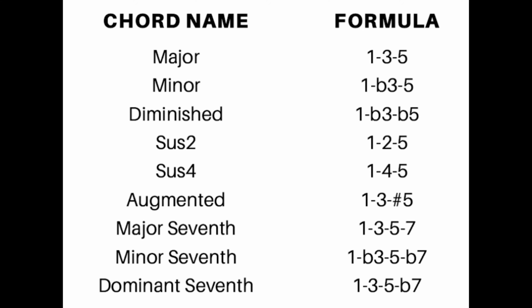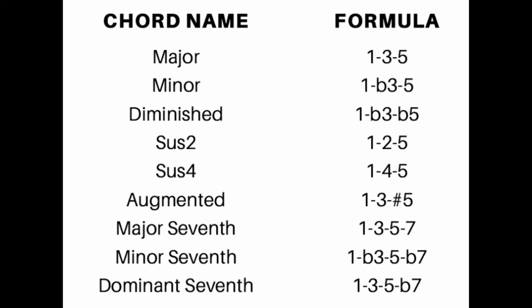Take a look at major and minor. The difference between them is that middle note. One is a major third above the root, and the other is a flattened, or minor, third above that root. The diminished chord is a lot like a minor chord in that they both share that same minor third in the middle, but the diminished chord also flattens the fifth.